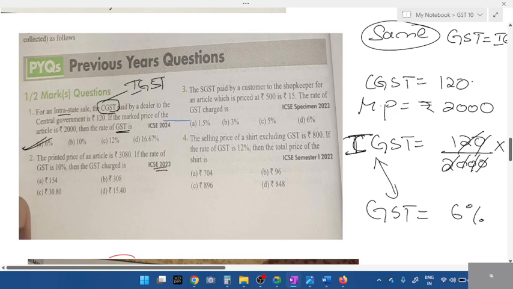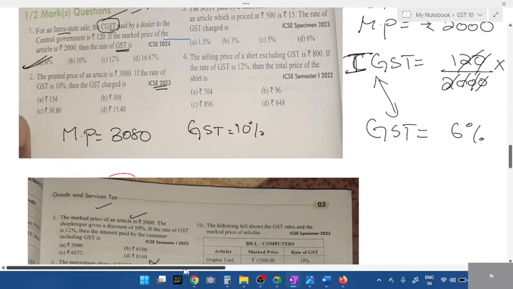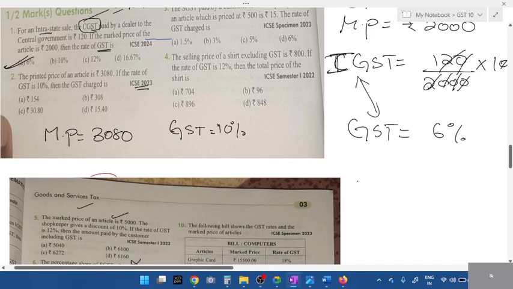Look at 2023. They've given a direct question. The marked price of an article. Printed price or marked price is the same. The meaning is the same. What is the marked price? 3080. And what is GST given? How much is GST? 10%. They have asked us GST charged. Rupees, students. They have asked us the amount. How do you calculate GST amount? So GST amount is equal to marked price into 10 divided by 100.